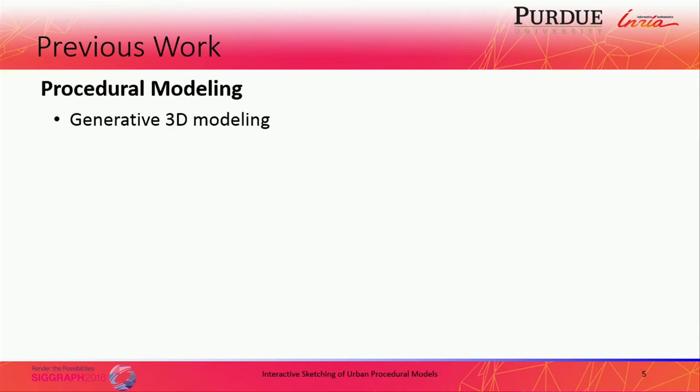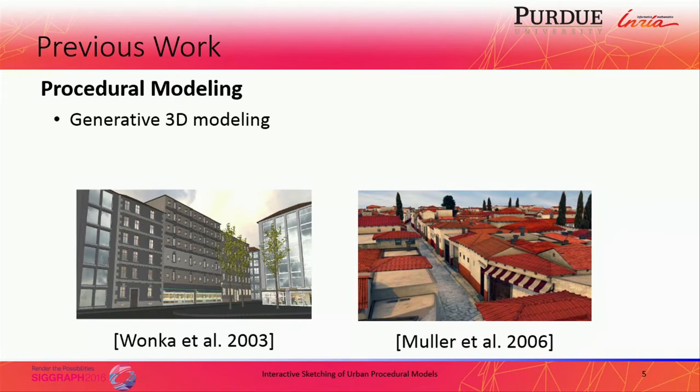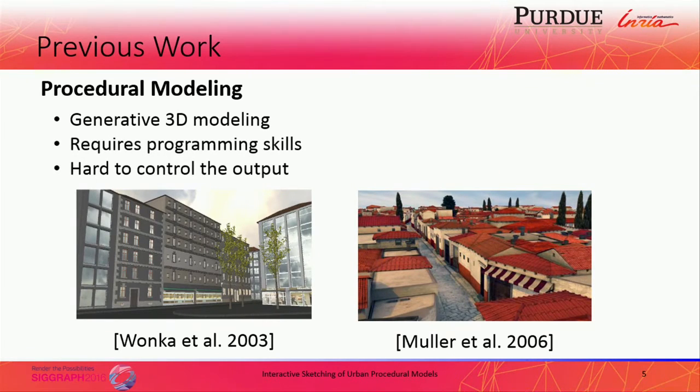Procedural modeling is a generative content creation technique using grammar or program. Once a grammar is defined, a wide variety of 3D models with rich details can be created. For 3D buildings, Wonka et al. 2003 used split grammar, and Mueller et al. 2006 extended it for more complex shapes of buildings using a shape grammar. However, creating a grammar requires programming skills, and it's hard to control the output.